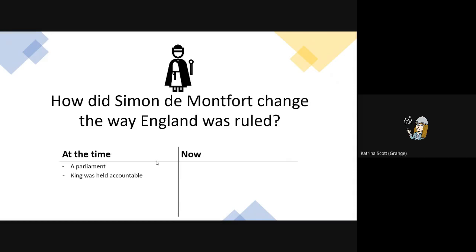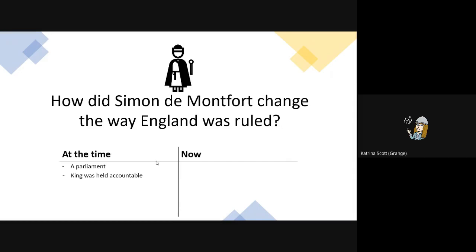Now, yes, the Magna Carta was signed in 1215, but you've got to remember that the Magna Carta wasn't really listened to by the kings. And it is this parliament and the setting up of parliament that means that the country is held accountable by more than just a king, and it's held accountable to a series of representatives from all over the country.